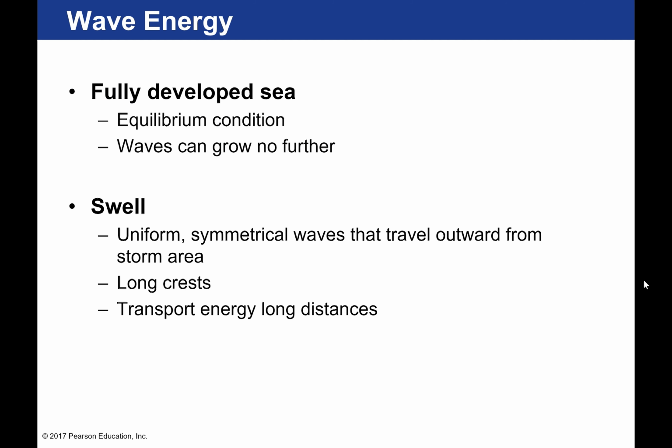The second part of wave formation is called the swell. In this case, we have uniform symmetrical waves that are traveling outward from that storm area. Basically, as those waves in the sea area move towards the margins where the wind speeds are diminishing, the waves move faster than the wind, the steepness decreases, and those waves become long crested waves.